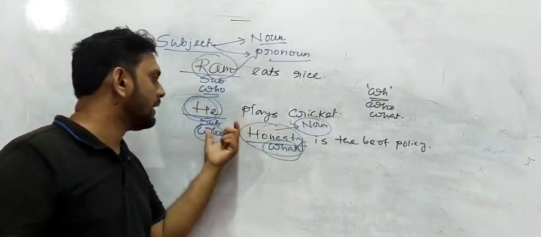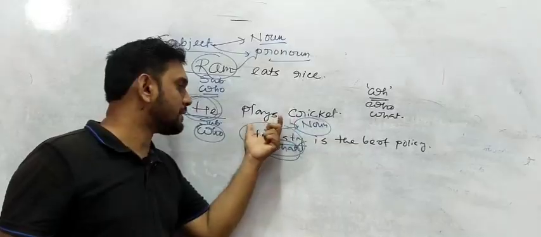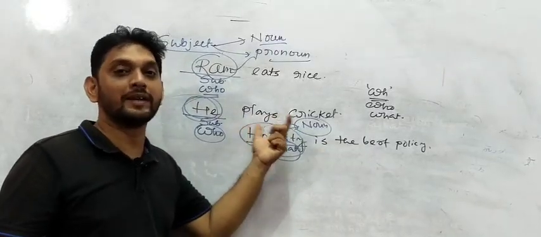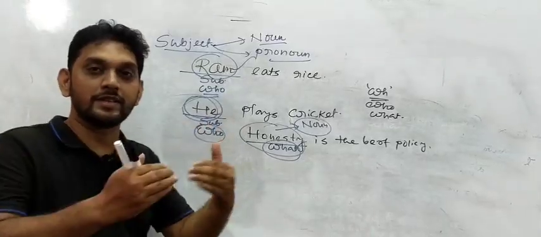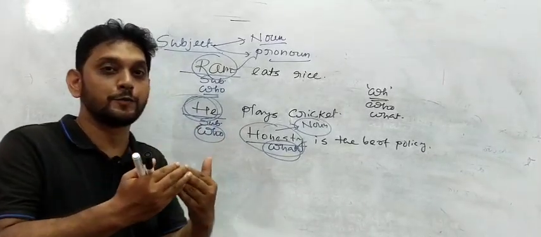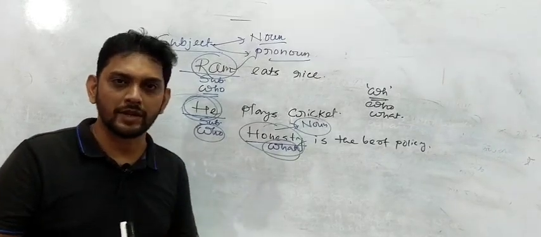He plays cricket. Here also you can see, who does this action? Who is playing cricket? He. So that's the reason we can call it the subject of this sentence. Now it is very easy to find out the subject, yes or no?